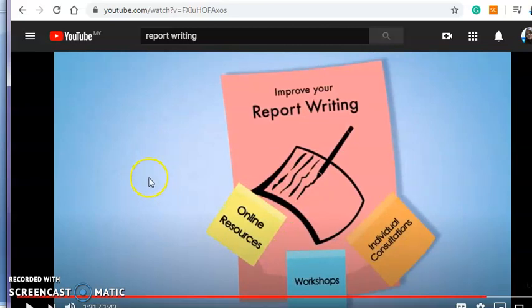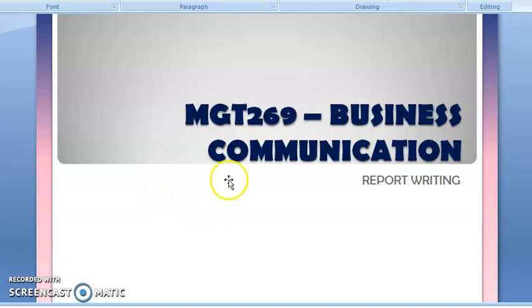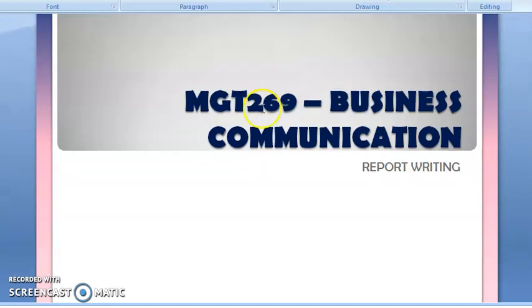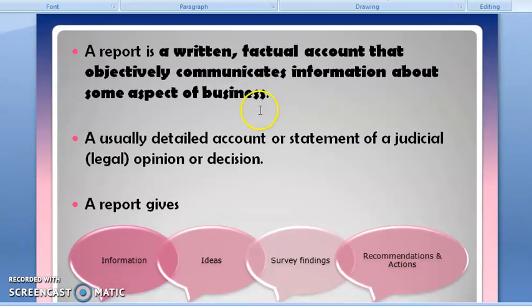Okay, so anda semua dah dengar daripada YouTube itu mengenai report writing. So now we'll go as a brief for you guys what is a report. Okay, so a report is a written factual account that objectively communicates information about some aspect of business. Obviously, it's all actually about information, ideas, survey findings, recommendations, and actions. So this is what we're going to do with our group assignment later on. But first thing first, you need to understand what it means by report.